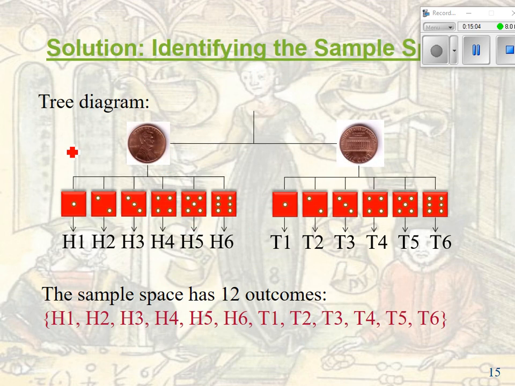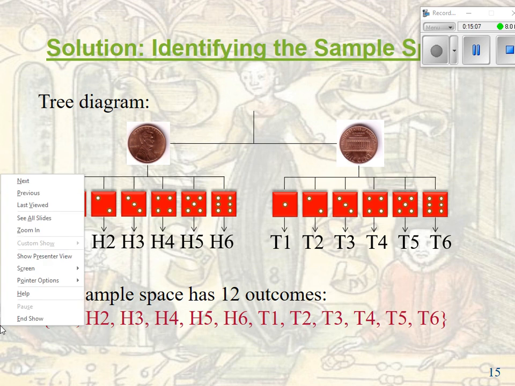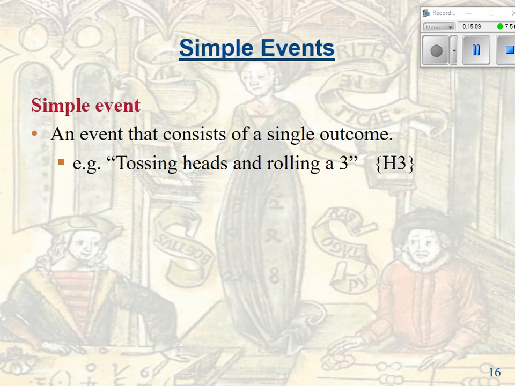This is the tree diagram. They listed the sample space out there. We did it together there, so. A simple event. A simple event is an event that consists of a single outcome. Just consists of one single outcome. So if I wanted to flip a head and get a three, that's one outcome.